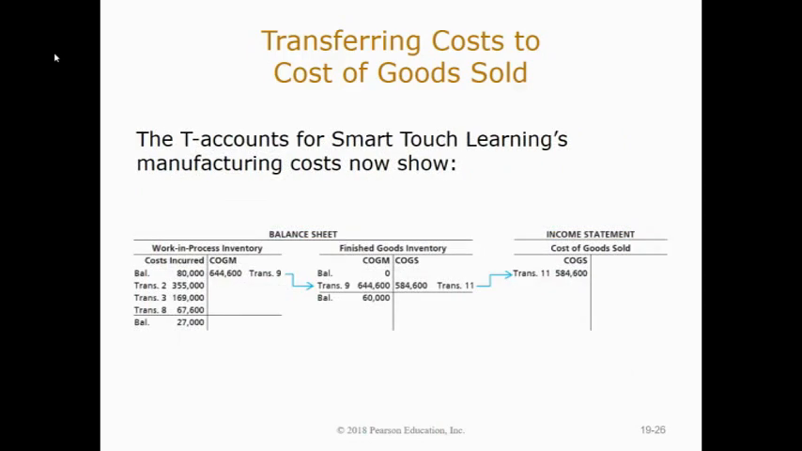And through our T accounts here, we see that costs are getting transferred from WIP into finished goods at the time that they're completed, and then out of finished goods and into cost of goods sold when the job is actually sold.